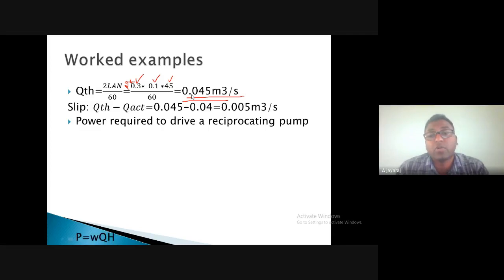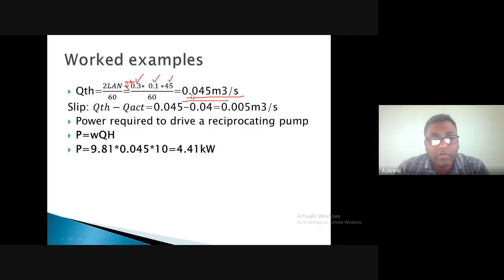The power required to drive a reciprocating pump is given by the formula P equal to W into Q into H. W, we know, is the specific weight of the water, 9.81 multiplied by 1000. The 1000 has been dropped in order to get the power in terms of kilowatts. Q is 0.045, the theoretical discharge obtained, multiplied by the head of the water, that is 10. So we are getting the power of the pump as 4.41 kilowatts. Power required to drive the pump is about 4.5 kilowatts.